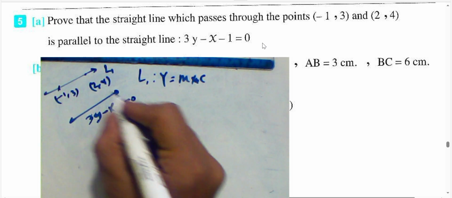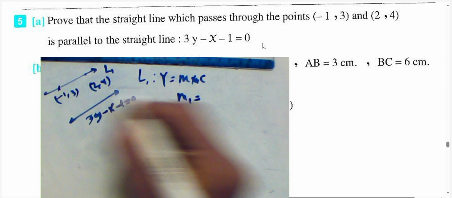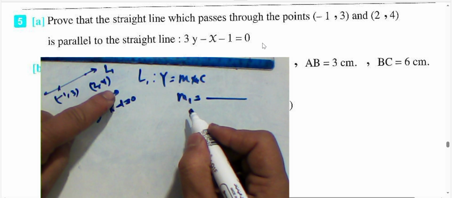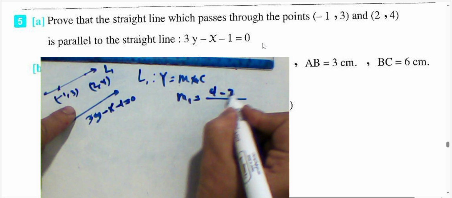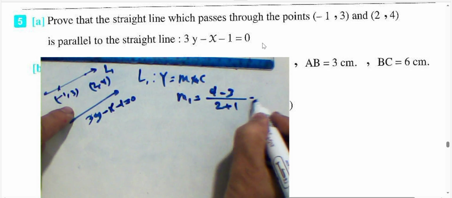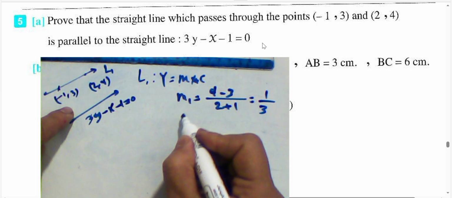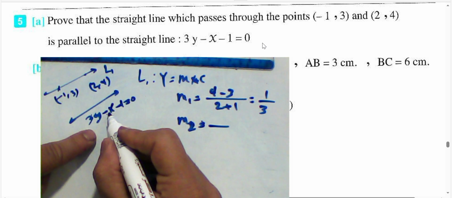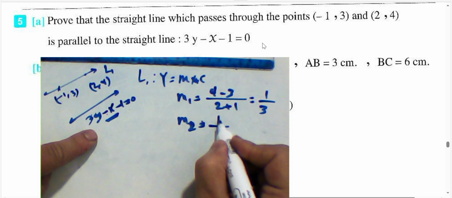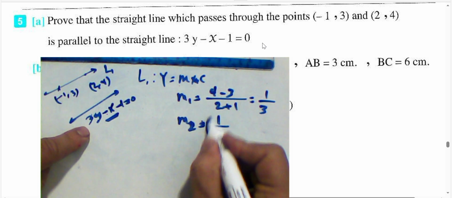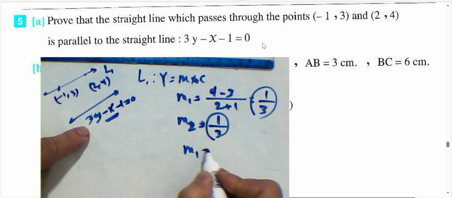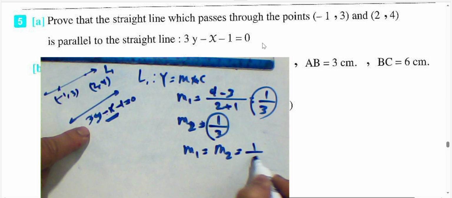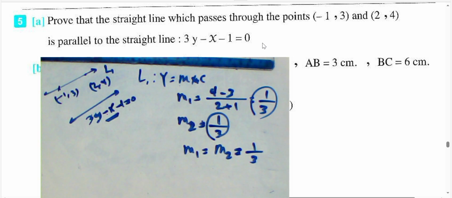Okay, from this equation we can find slope 1 as y2 minus y1 over x2 minus x1: 4 minus 3 over 2 minus minus 1, which is 2 plus 1. The result will be 4 minus 3, 1, over 2 plus 1, 3. Then slope 2, from this equation: negative coefficient of x over coefficient of y. Coefficient of x is -1, negative times negative is positive, divided by the coefficient of y. The result will be 1 over 3. Then slope 1 equals slope 2 equals 1 over 3. Slope 1 equals slope 2, then L1 is parallel to L2. They are parallel.